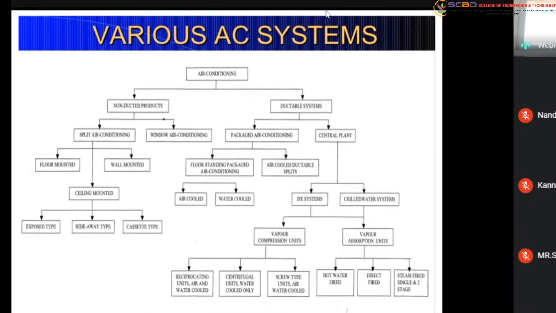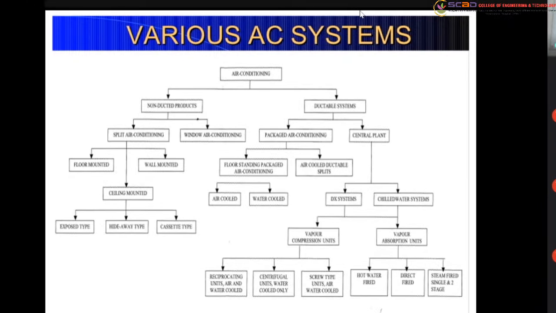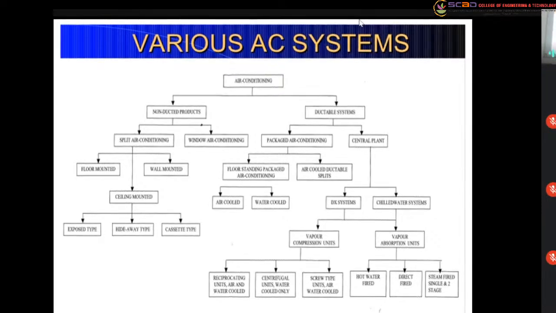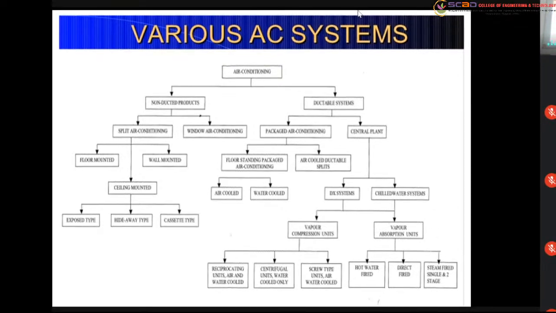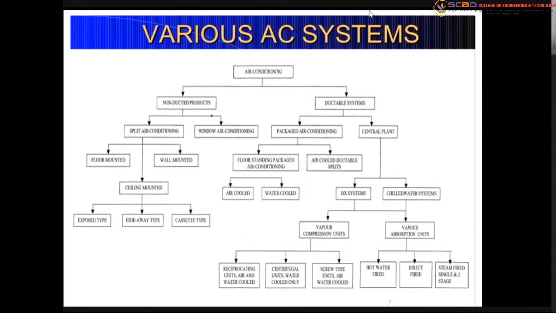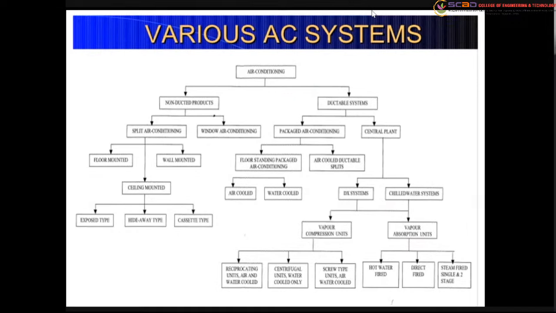When it comes to the right side, ductable systems, you can see them mostly in high-rise buildings, such as an 80-story or 70-story building. You can't put a split unit outside on the 65th floor with an outside unit, because you are not able to maintain it. You can't go outside and clean it. You would need a helicopter to do the maintenance, so that's not possible. That's why ductable systems are there in the market. So these are the classifications of air conditioning.